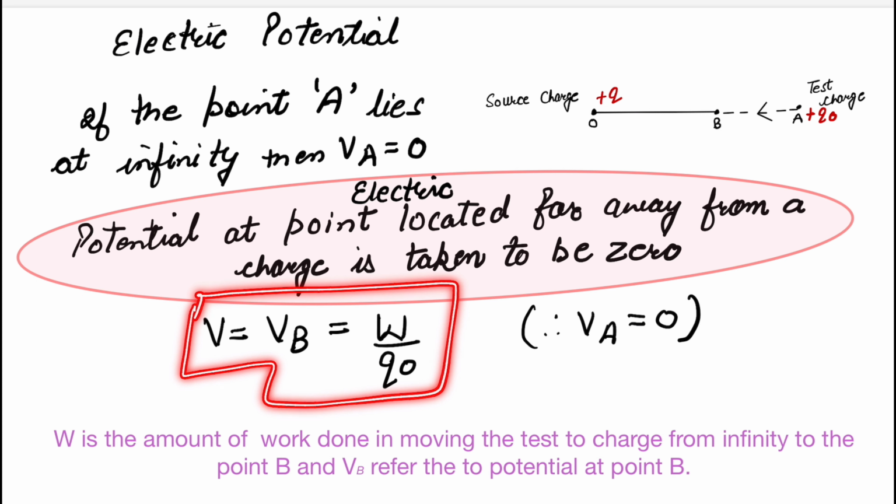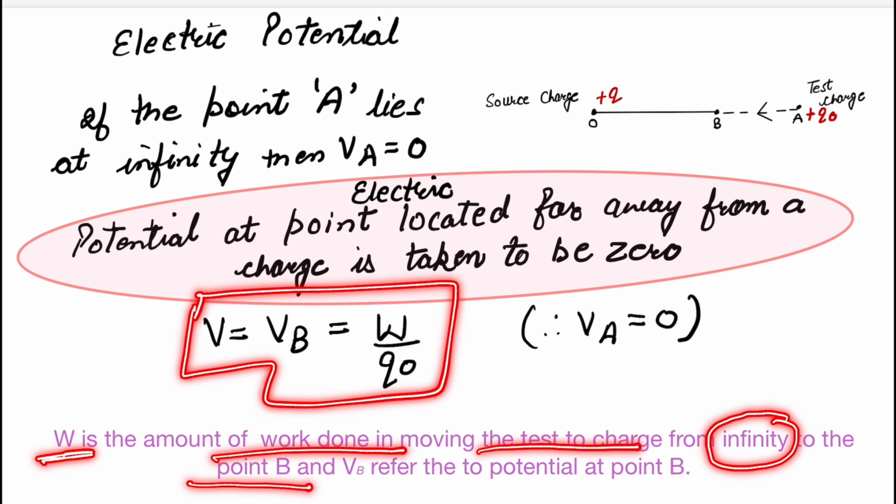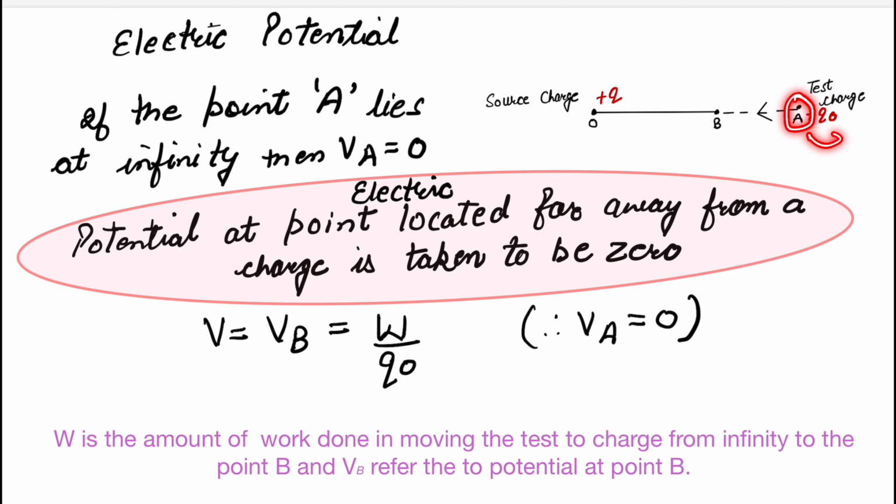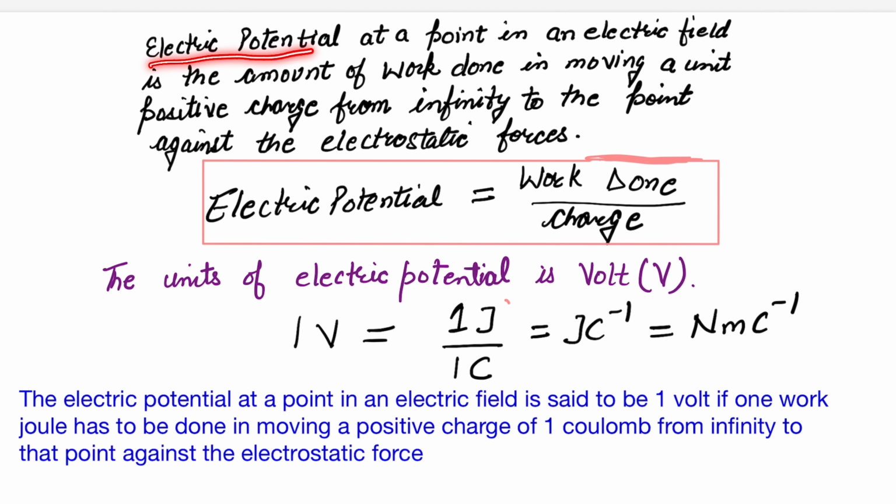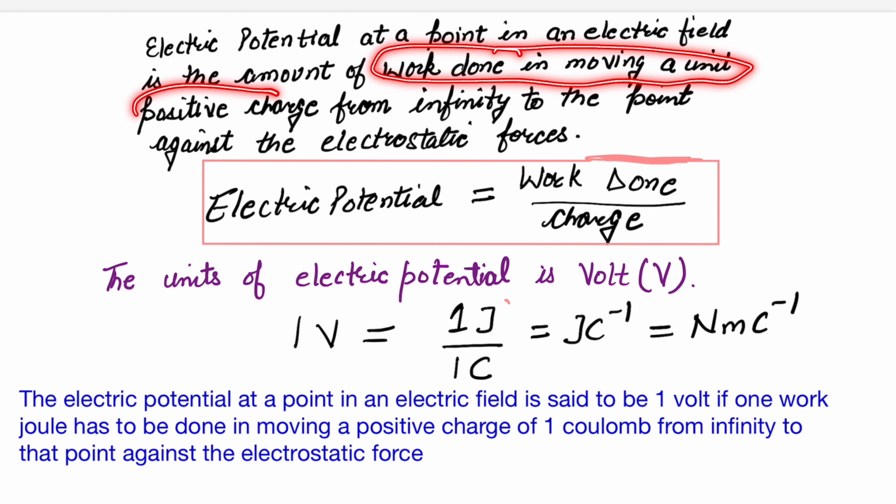In this equation, the W is the amount of work done in moving the test charge from infinity to the point B, right? Means this point A now lies at infinity, and you are bringing the test charge from infinity to point B, where VB is the potential at point B. So the electric potential at a point in an electric field can be defined as the amount of work done in moving a unit positive charge from infinity, not from a point A, we are writing from infinity to the point against the electrostatic force, right?